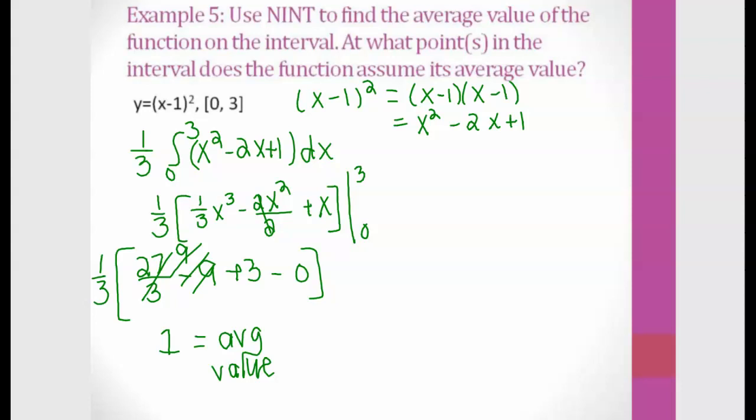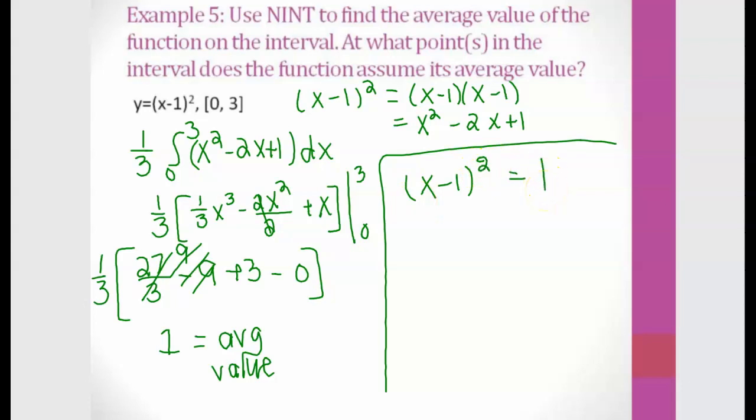So it says at what point in the interval does the function assume its average value? So now you're going back to algebra 2 again, and you are saying, okay, when does x minus 1 squared equal 1? So this is solving by taking the square root. So you would take the square root of both sides. That would allow you to get rid of the squared over here.